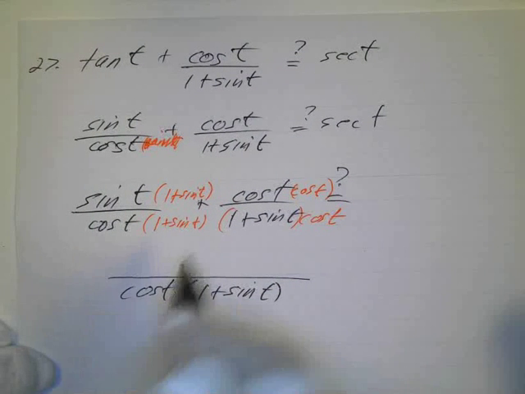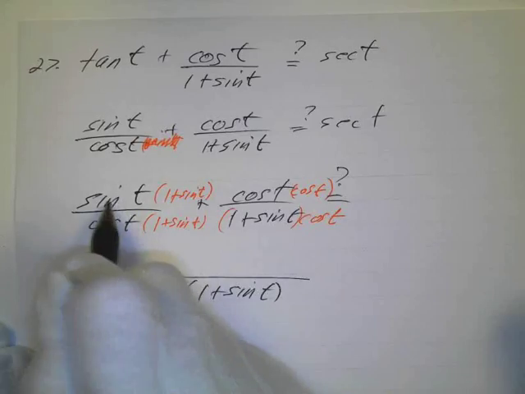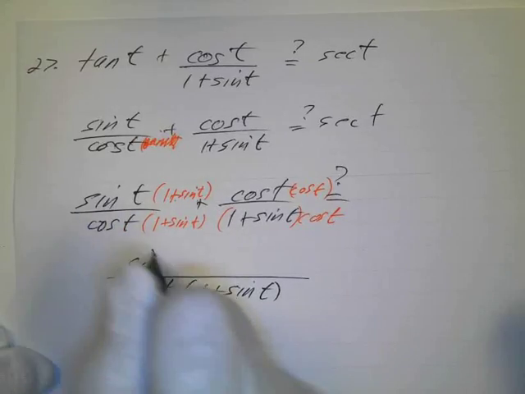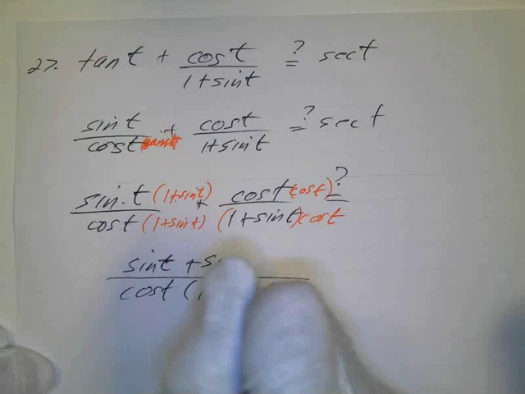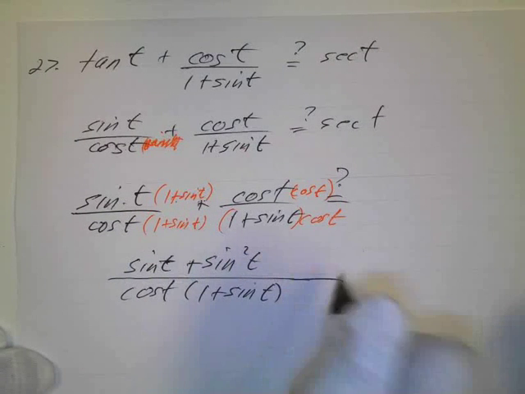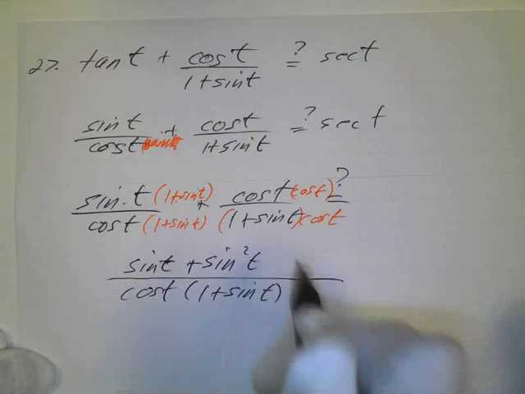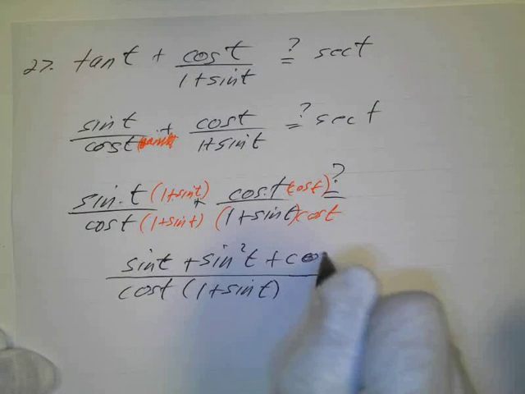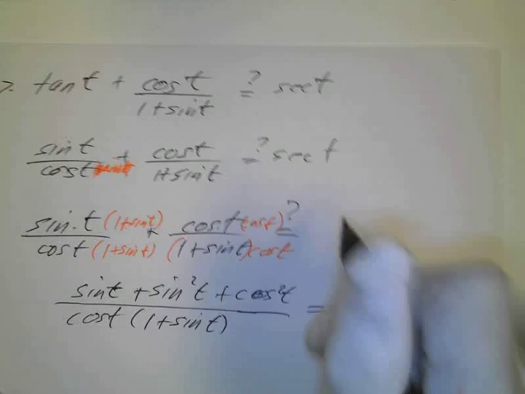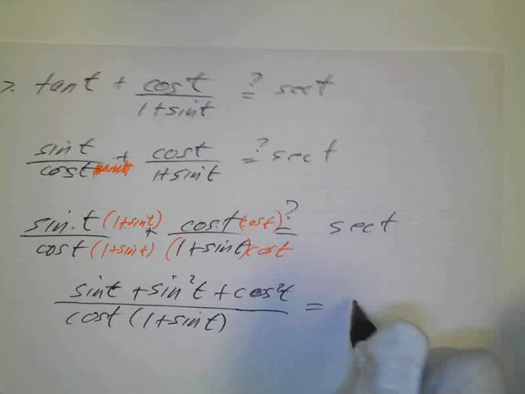And on the top, I can multiply this out. So I've got the sine of t, plus, and the sine times the sine is the sine squared of t. And over here I've got the cosine times the cosine, plus the cosine squared of t. Does that equal the secant of t?